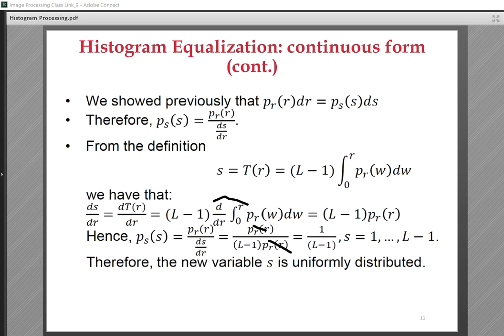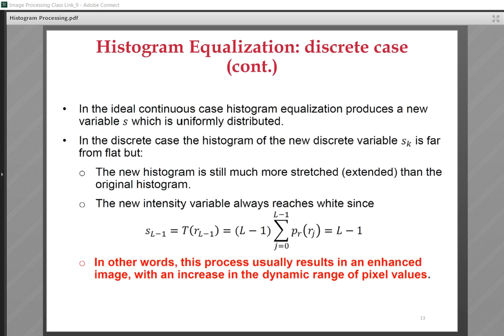Continued, discrete case. In the ideal continuous case, histogram equalization produces a new variable S, which is uniformly distributed. We saw that, we saw this here. S is uniformly distributed for a continuous PDF, not time.